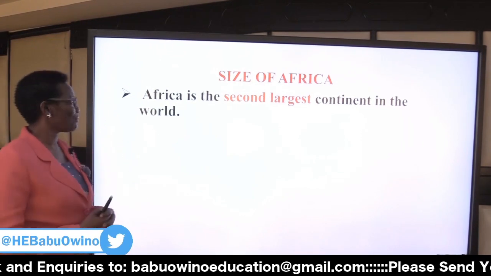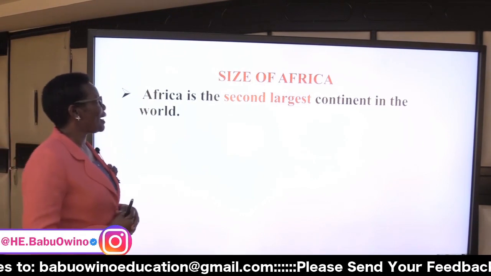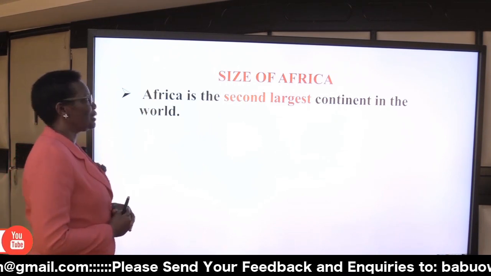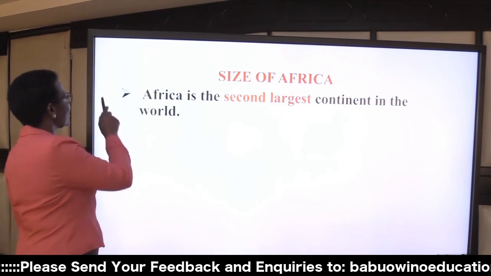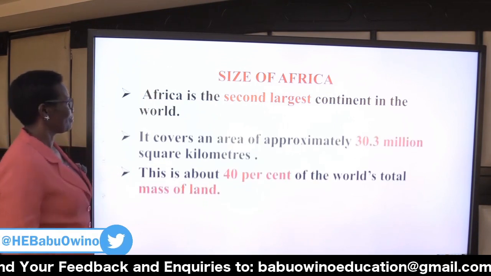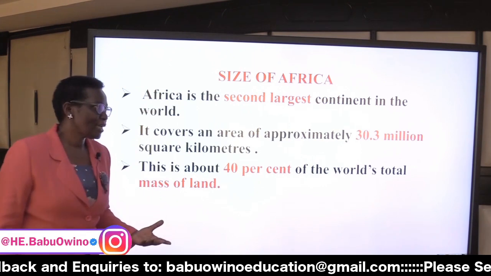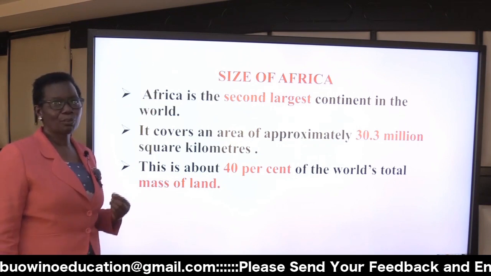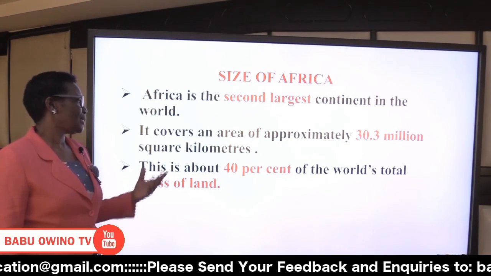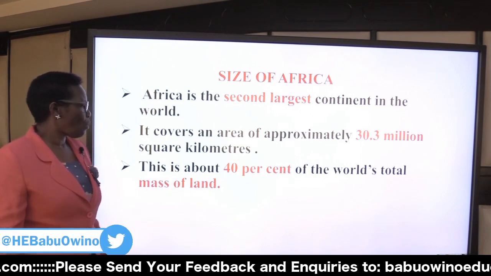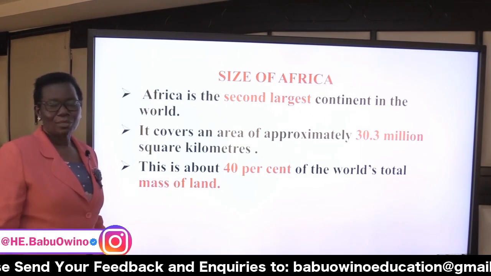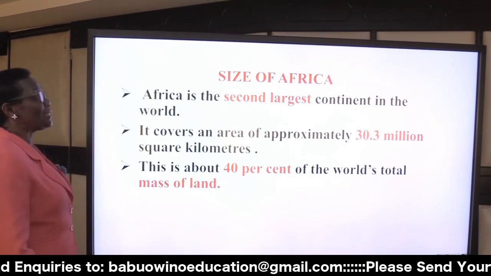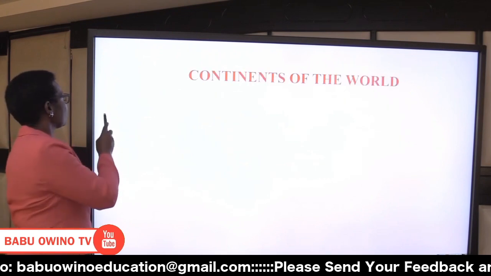Now let's look at the size of Africa. We can say that Africa is the second largest continent in the world. Remember, I said that we have 7 continents in the world and Africa is the second largest. Africa covers an area of approximately 30.3 million square kilometers. This is about 40% of the world's total mass of land.